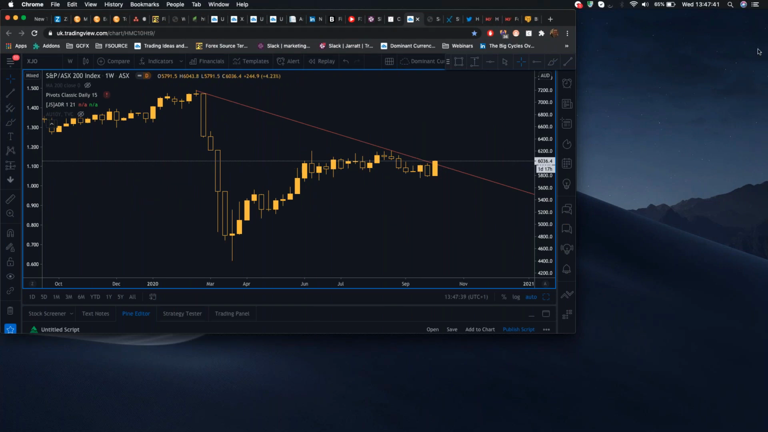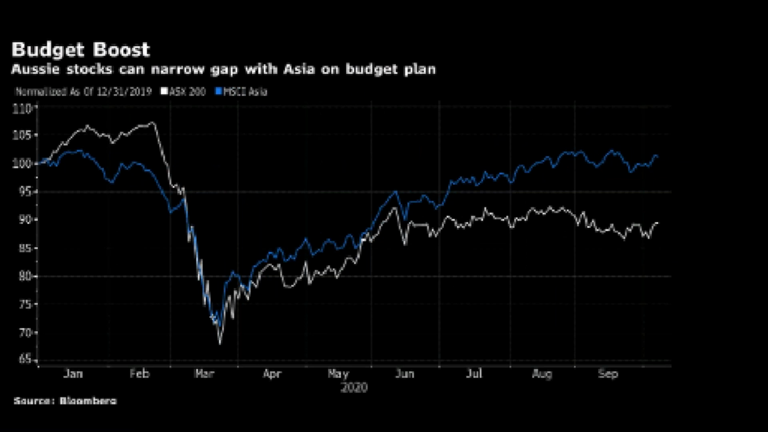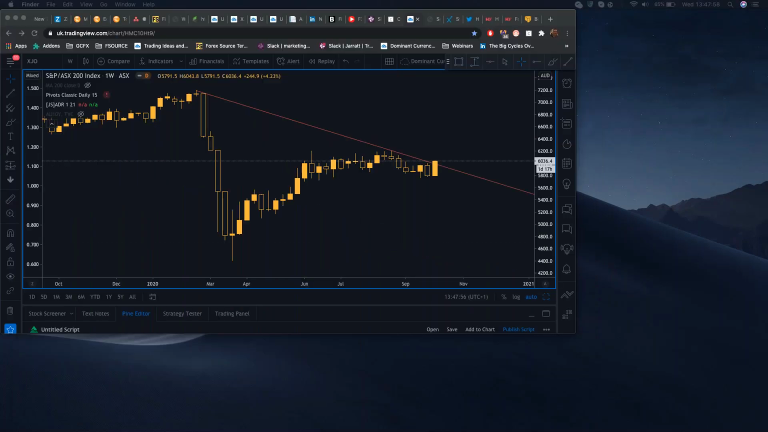And if you notice, Australian stocks have recovered since March's lows, which is the ASX 200 here, the white line, to give you the grainy picture. But the Asian stock market has done better. So this should allow the ASX 200 a little bit of room to catch up.